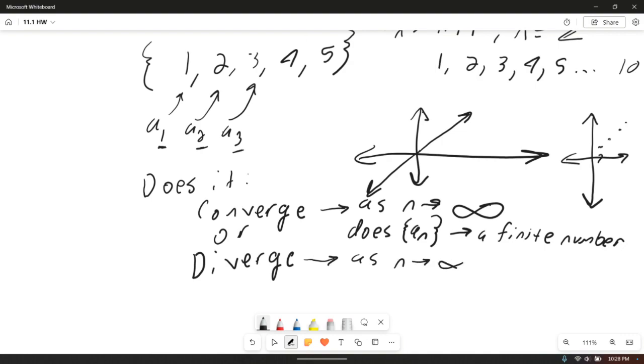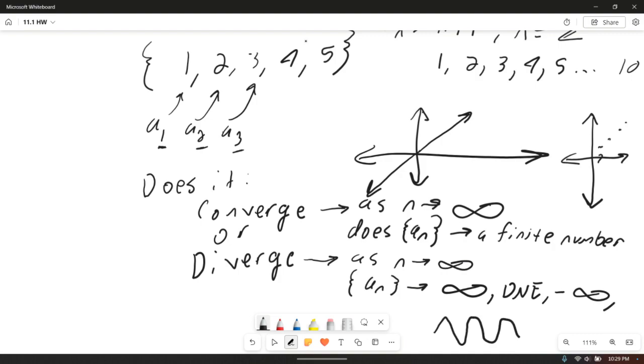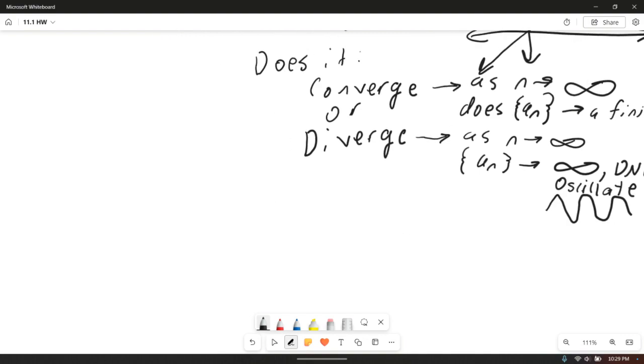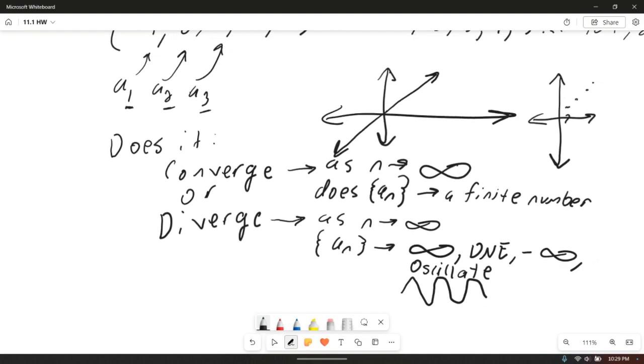So as n approaches infinity, the sequence diverges, which means that it just approaches infinity, or it doesn't exist, or it approaches a negative number, or, in the case of a sine function, it'll just oscillate. It's basically everything that's not just approaching one number. So diverging seems a lot more possible. You could think of a bunch of functions where it'll just go towards infinity or negative infinity, or approach whatever.